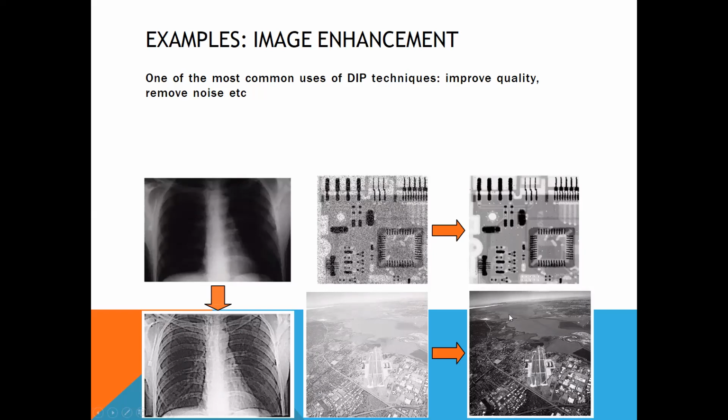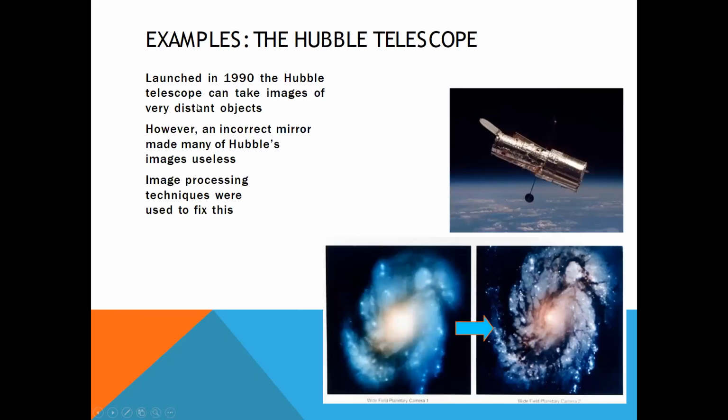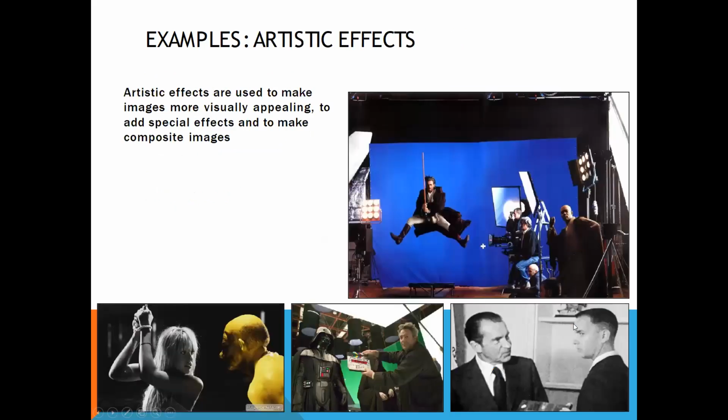The Hubble telescope was launched in 1990. It can take images of very distant objects, but incorrect mirrors made many of Hubble's images useless. So image processing techniques were used to fix this. You can see this picture is very blurred, you can't recognize it, and this one is quite good. Fine.